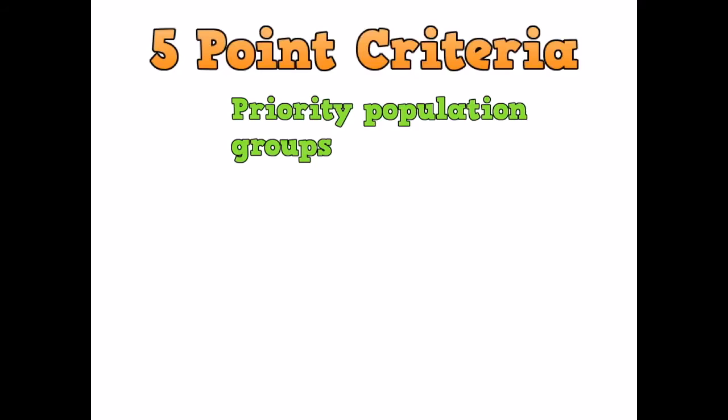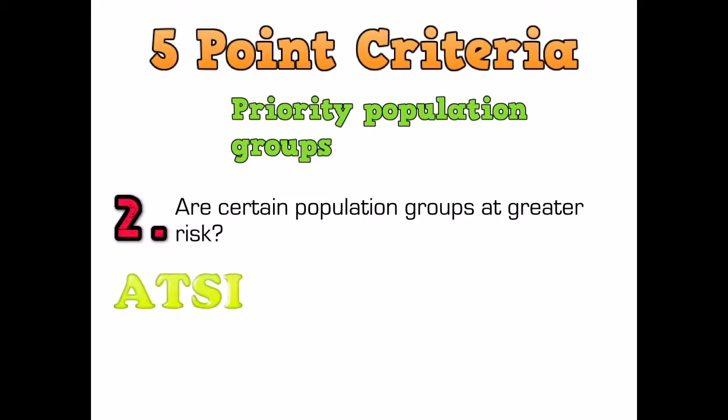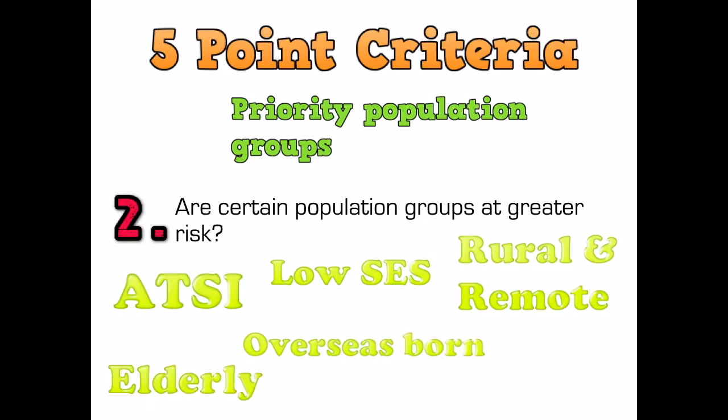The second part of this 5-point criteria is priority population groups. Now, there are a number of population groups in our society that are at greater risk of disease and illness. We've mentioned the Aboriginal and Torres Strait Islander group. We've also got low SES, or low socioeconomic status, rural and remote communities, the elderly community, overseas born, and the disabled.